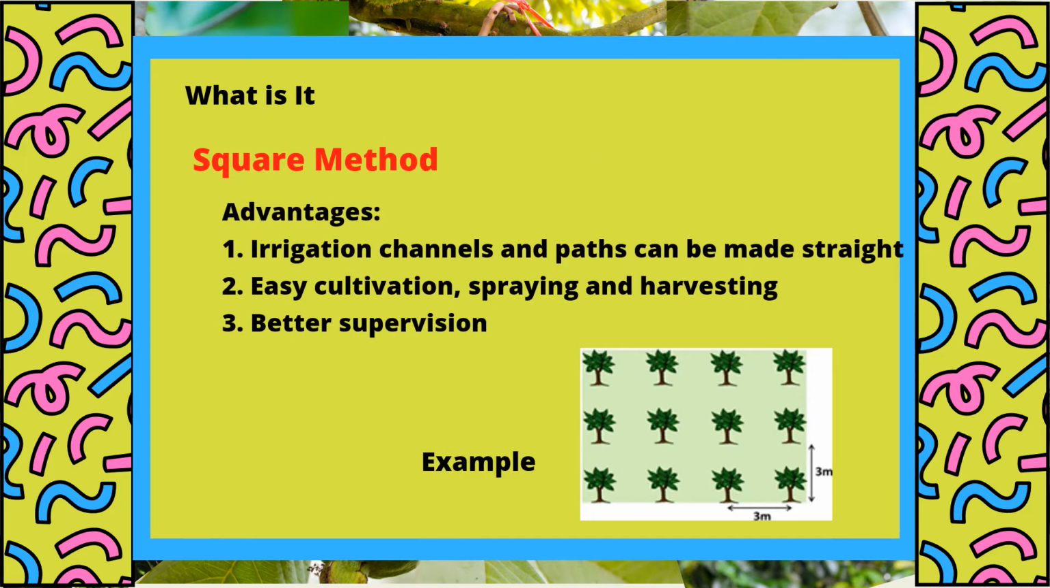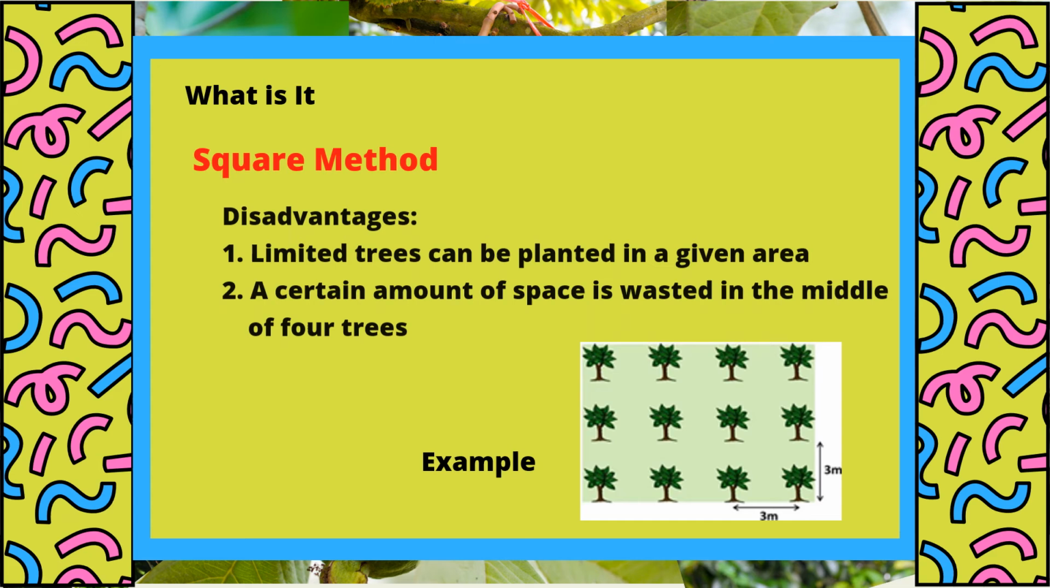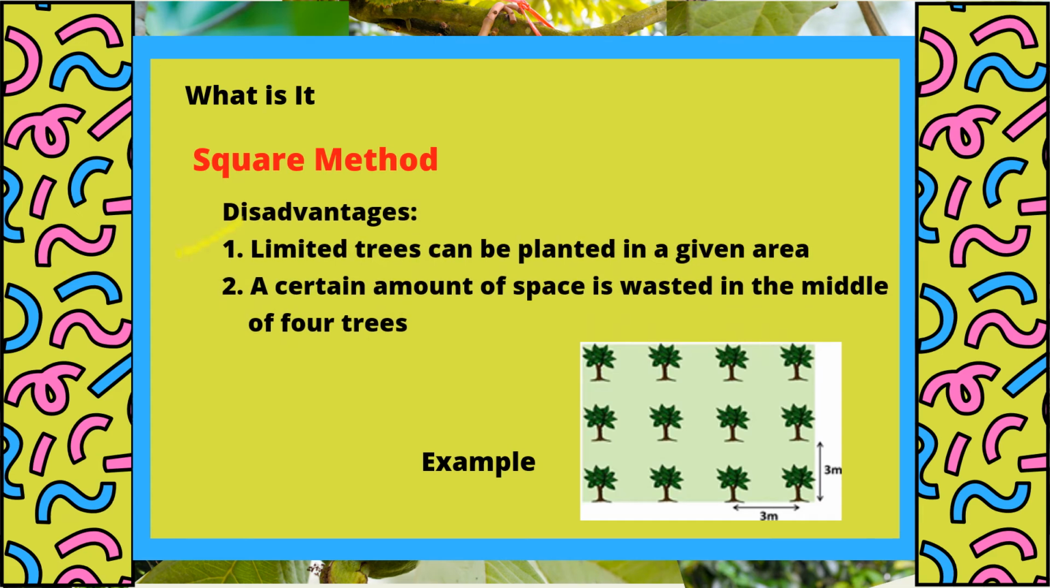What are the advantages of square method? Number 1, irrigation channels and paths can be made straight. Easy cultivation, spraying and harvesting. Better supervision. What are the disadvantages? Limited trees can be planted in a given area. A certain amount of space is wasted in the middle of 4 trees. Here, as you see this one, the middle of the 4 trees.